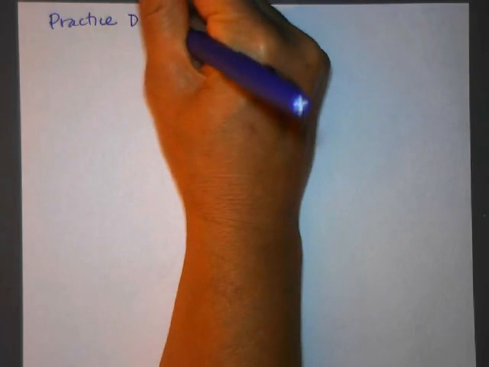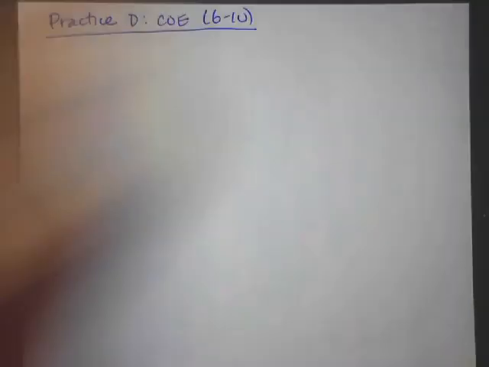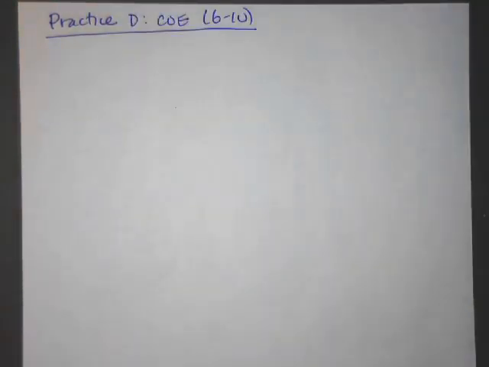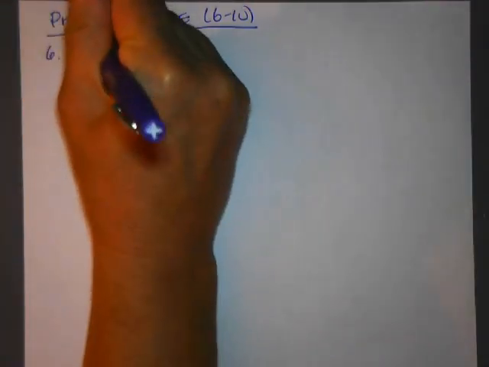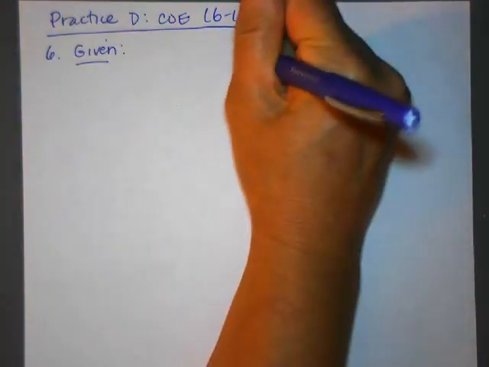Okay, so now we're going to do practice D, which is conservation of energy. And this is problems 6 through 10. All right, so let's look at number 6. Number 6, we're going to write our given, and we're going to write our find.